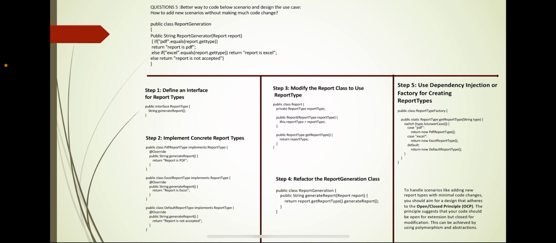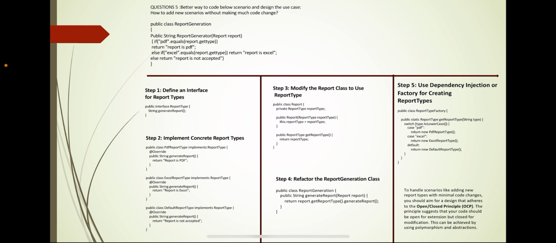They have given me a small code snippet, and for this code snippet, how can I write structured code? First, I need to define an interface ReportType that will have the generateReport method. Then I need concrete report types, which are PDF, Excel, or the default report type, whatever it is. Then I need a Report class where I'll be calling the report type, and a report generation class from where I can call the report type's generate report.